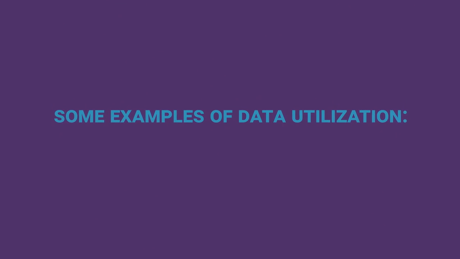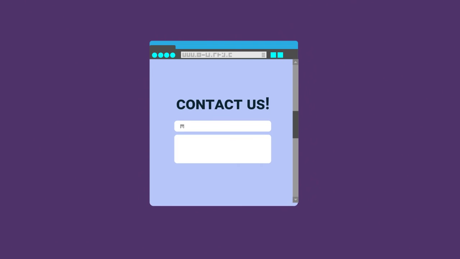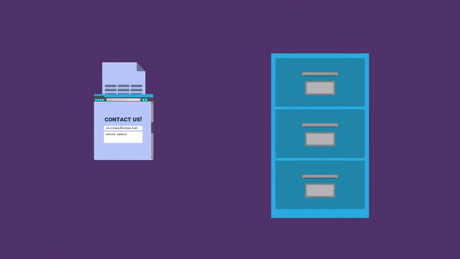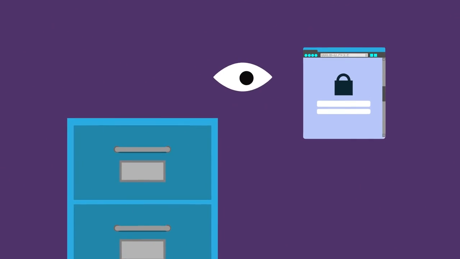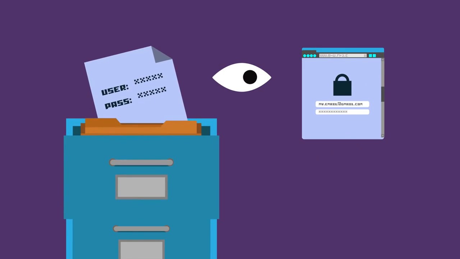Some examples of how data is utilized on websites are: if you have a contact form on your website, you could build the form so that every time someone submits the form, their data is saved onto your database. You can also store user logins on the database and write logic in the server-side language to handle checking and authenticating the logins.